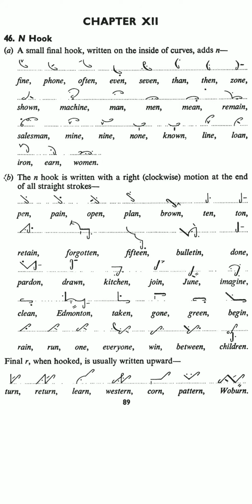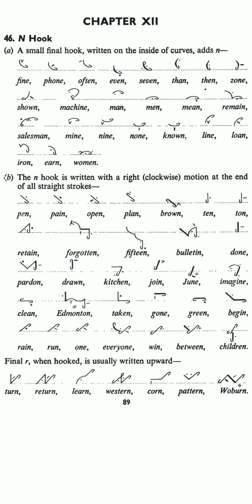Taken, T with K with N hook on the line, light heavy dot on the second place of T after it. Gone, K with N hook above the line, and light dash on the first place of G after it. Green, G with R hook with N hook on the line, heavy dot on the third place of G after it. Begin, B on the line, G with N hook, light dot on the second place of B after it.